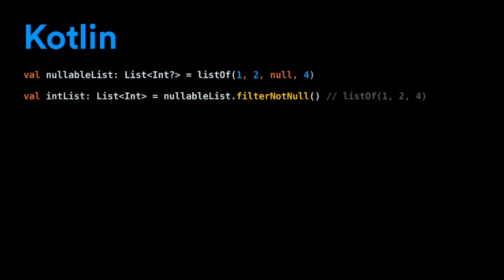Some other ways that you can handle null is by filtering them out. Again, this is a really handy standard library trick where if we have a nullable list, a list of Int question mark, meaning that these ints could be null. I've said that it's a list of 1, 2, null, and 4, but then I could filter those out, and the return type should be a list of 1, 2, 4.